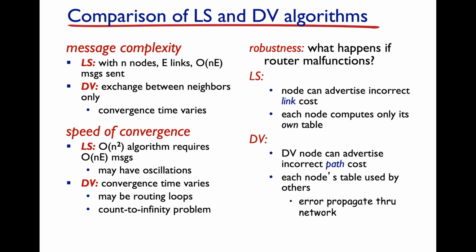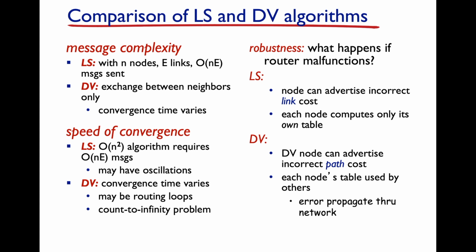Now, robustness with link state, you can advertise the incorrect link cost, and each node only computes its own table. So while they only compute its own table, if you advertise incorrect link information, everyone else gets this broadcast, and therefore their understanding of the least cost path is now polluted.